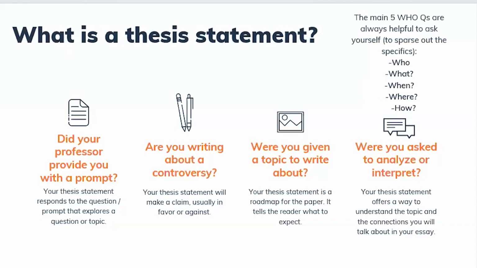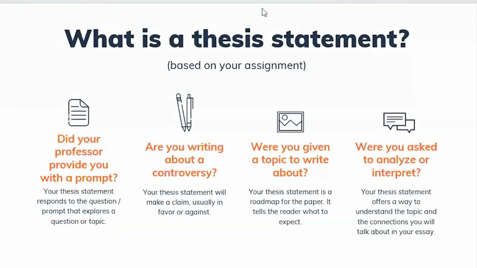Is there a difference here? And it's the same thing based on your assignment. If you're writing about a controversy, you're going to want to establish a clear in favor or against. If you were given a topic to write about, you want to also be as clear as possible. If you're asked to analyze or to interpret, you're going to want to establish those bridges and connections that are going to be crucial in presenting the information and conveying it across.